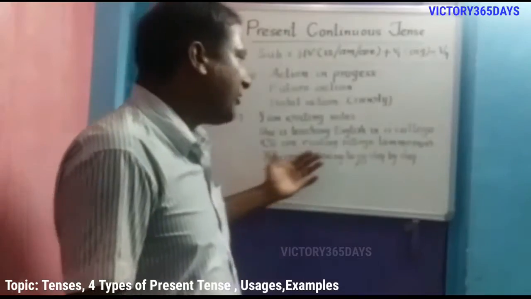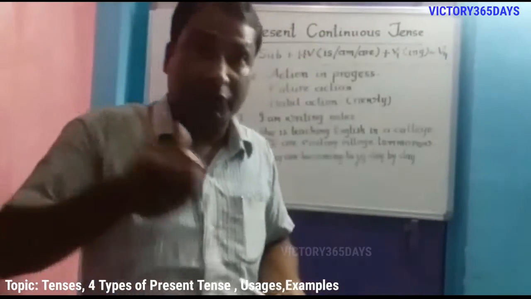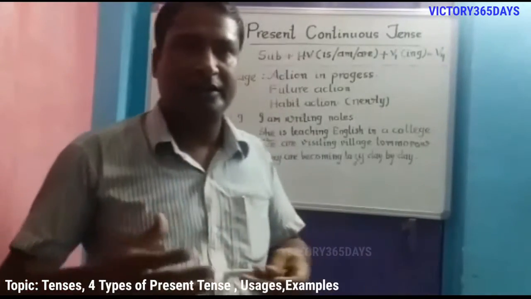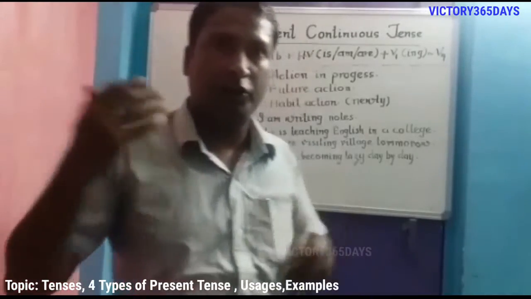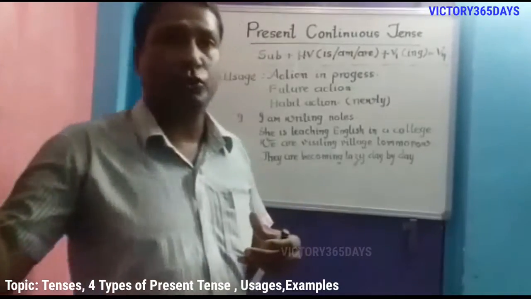Next, "We are visiting the village tomorrow." So tomorrow, suppose you are planning to go. See, here the word planning is also involved. For this kind of sentence we use present continuous. So tomorrow you are planning to go to the village. How do you write it? "We are planning" or "We are going," "We are visiting the village tomorrow."